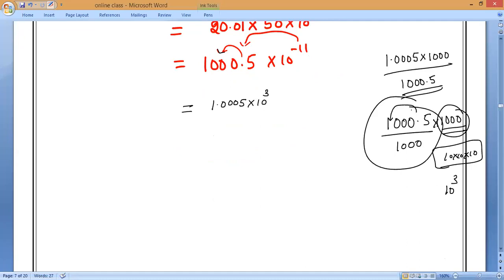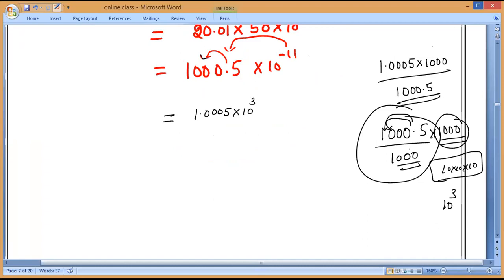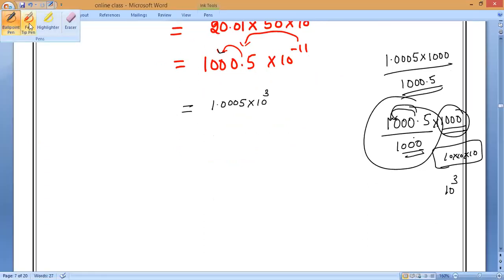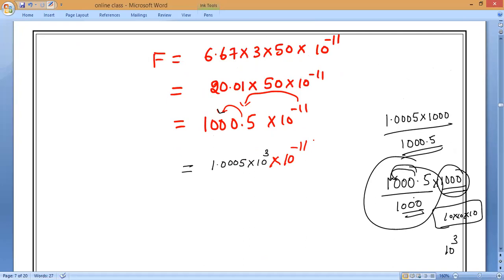Now do this division. 1000 has 3 zeros, so the point will move 3 places forward. Is it right or wrong? Respond. I am just changing the power. Nothing is there, I am not doing any other thing. Now into 10 power 11 is still remaining. Have you understood, everybody? I am writing just in the form of powers. This decimal will go 3 places before, then it will become 1000.